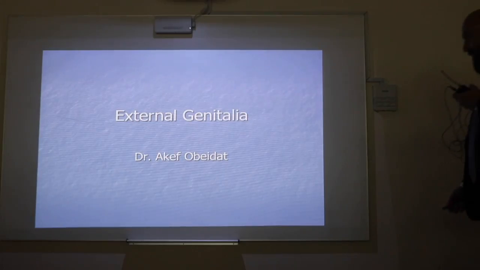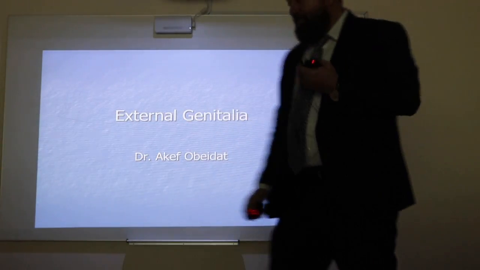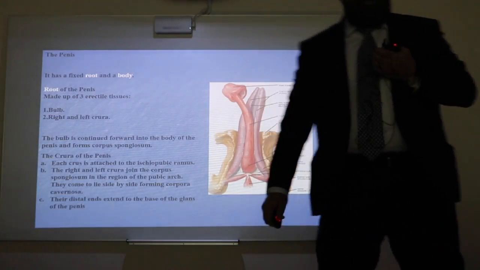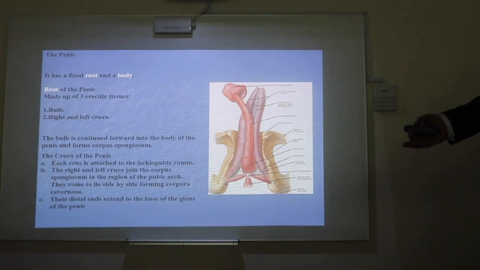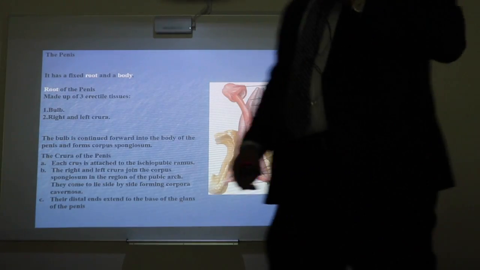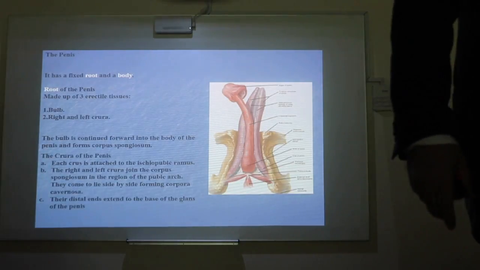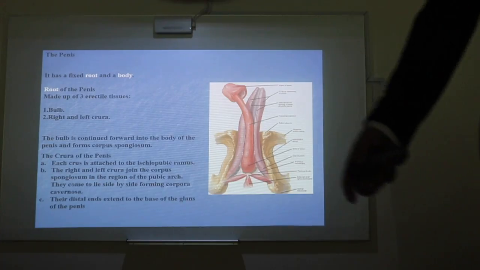Okay, so today we're going to talk about the external genitalia. We'll start with the penis. What is the penis? Erectile tissue. It's composed of erectile tissue.